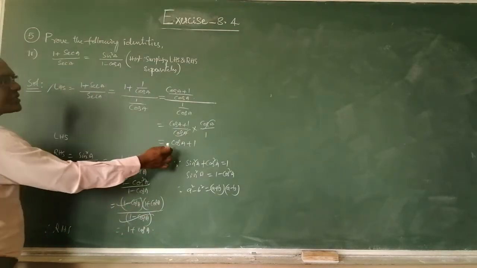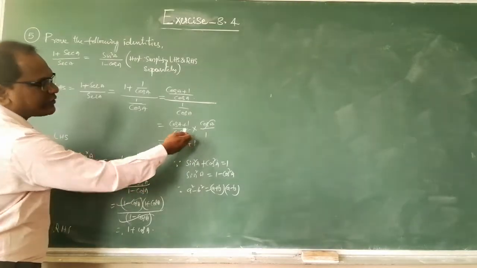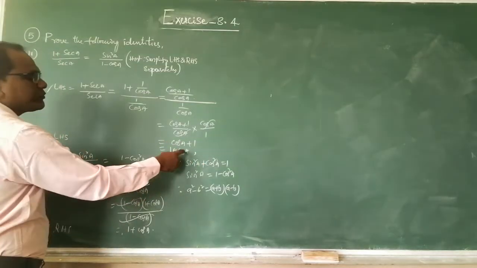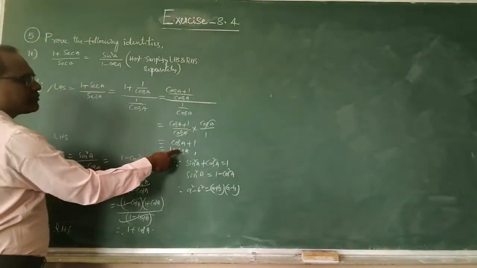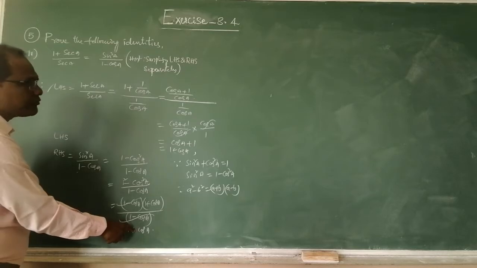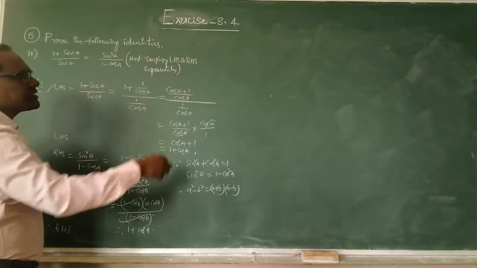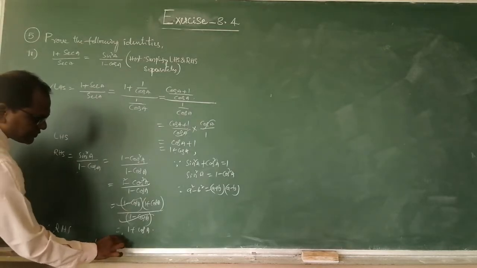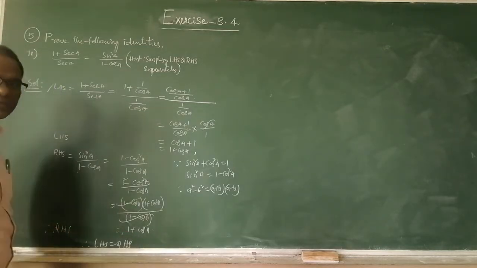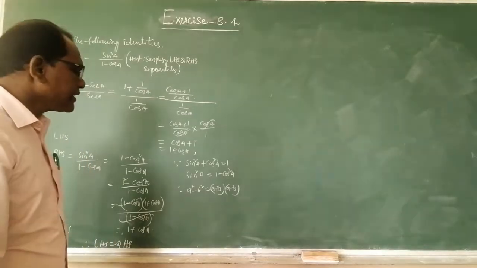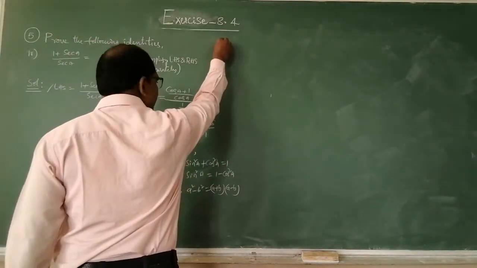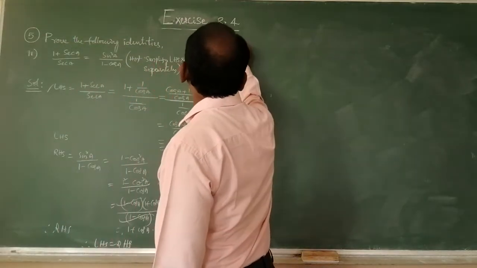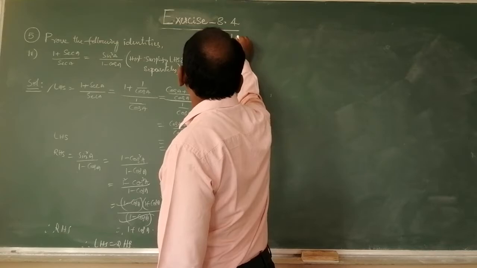LHS equals cos A plus 1, or 1 plus cos A, no problem either way. LHS equals 1 plus cos A and RHS also equals 1 plus cos A. That's why they gave the hint: simplify LHS and RHS separately. Therefore LHS equals RHS. This is proved.